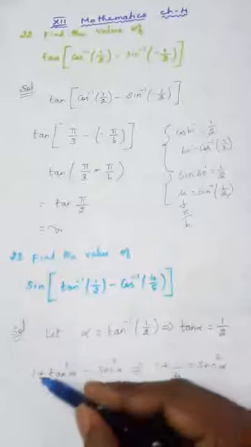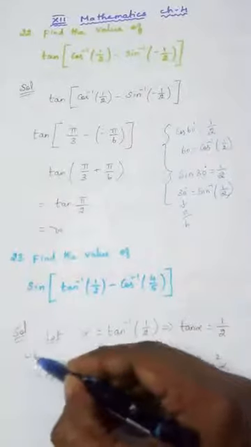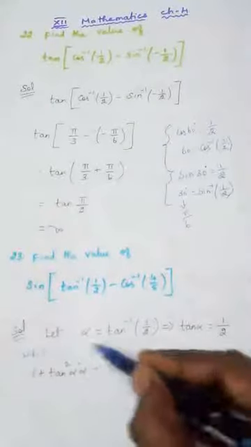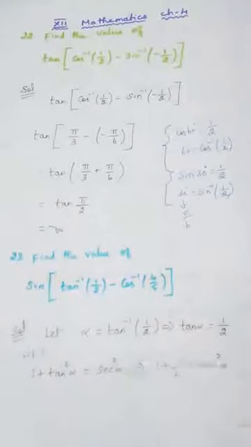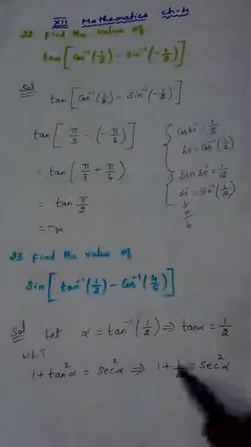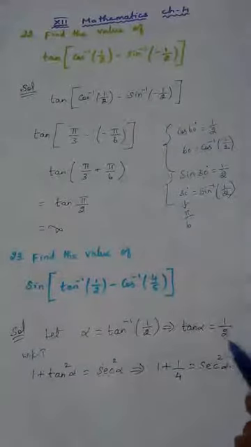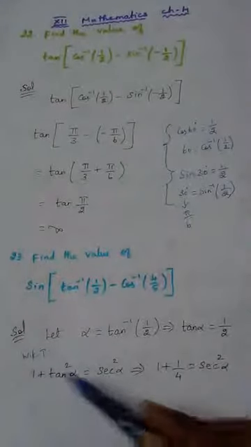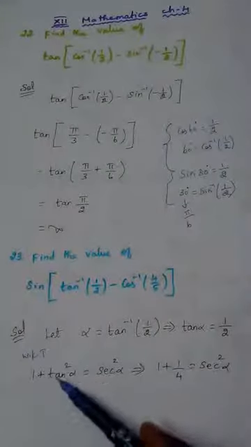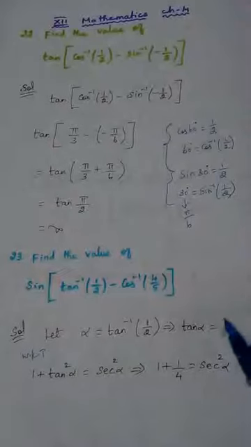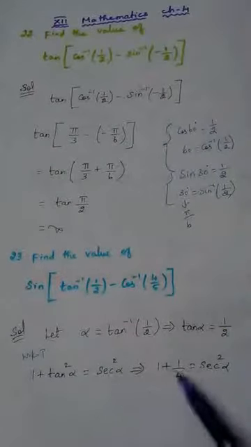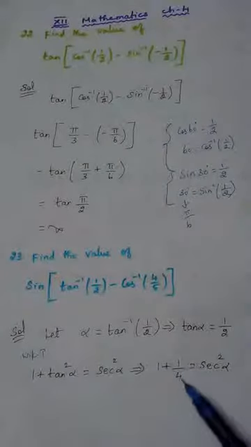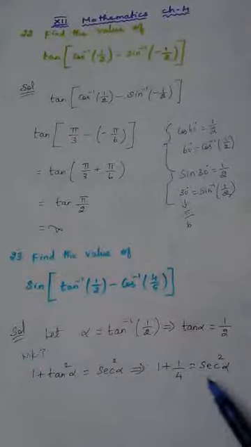And we know that 1 plus tan square alpha, this is the result that we know. We know that 1 plus tan square alpha is secant square alpha. This is the trigonometric result that we know. In this result, I am going to use this value. Which value? Tan alpha is equal to 1 by 2. So what is tan square alpha? Tan alpha is 1 by 2, so just square this. 1 by 2 whole square is 1 by 4. So in place of tan square alpha, we are writing 1 by 4, equal to secant square alpha.